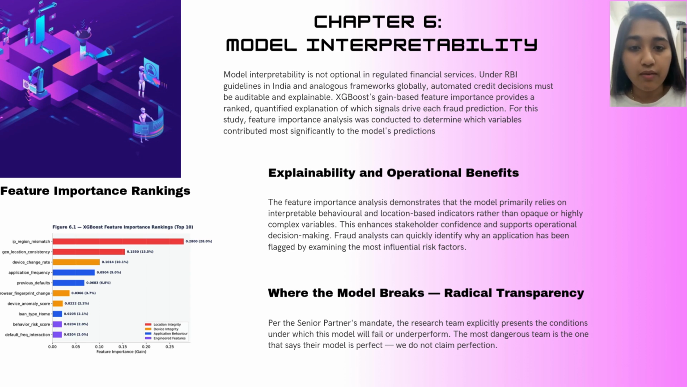The results are shown in figure 6.1. The most influential feature, IP region mismatch, contributed approximately 28% of the model's predictive power. This indicates that discrepancies between an applicant's declared location and their actual network location are strong indicators of potential fraud. The second most important feature is geolocation consistency at 15.5%, followed by device change rate at 10.1% and application frequency at 9%. Together, these findings show that the model primarily relies on behavioral and location-based signals rather than obscure or difficult to explain variables.